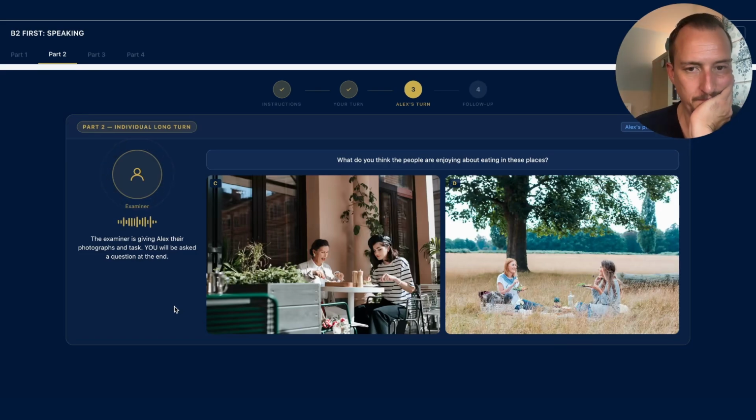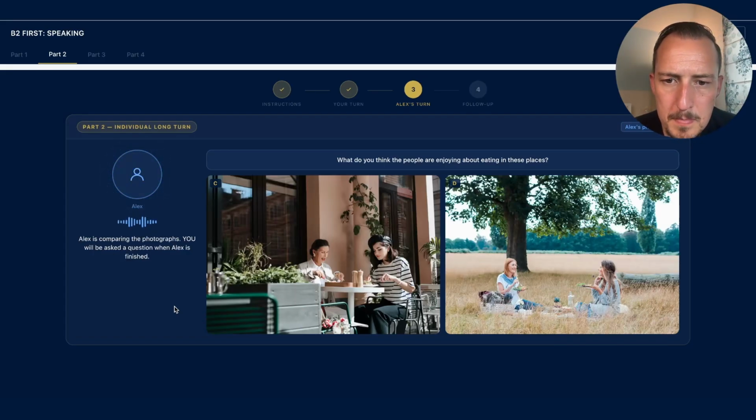Now, Alex, here are your photographs. They show people eating in different places. I'd like you to compare the photographs and say what you think the people are enjoying about eating in these places. All right? In both photographs, the people are eating together, but the places are quite different.